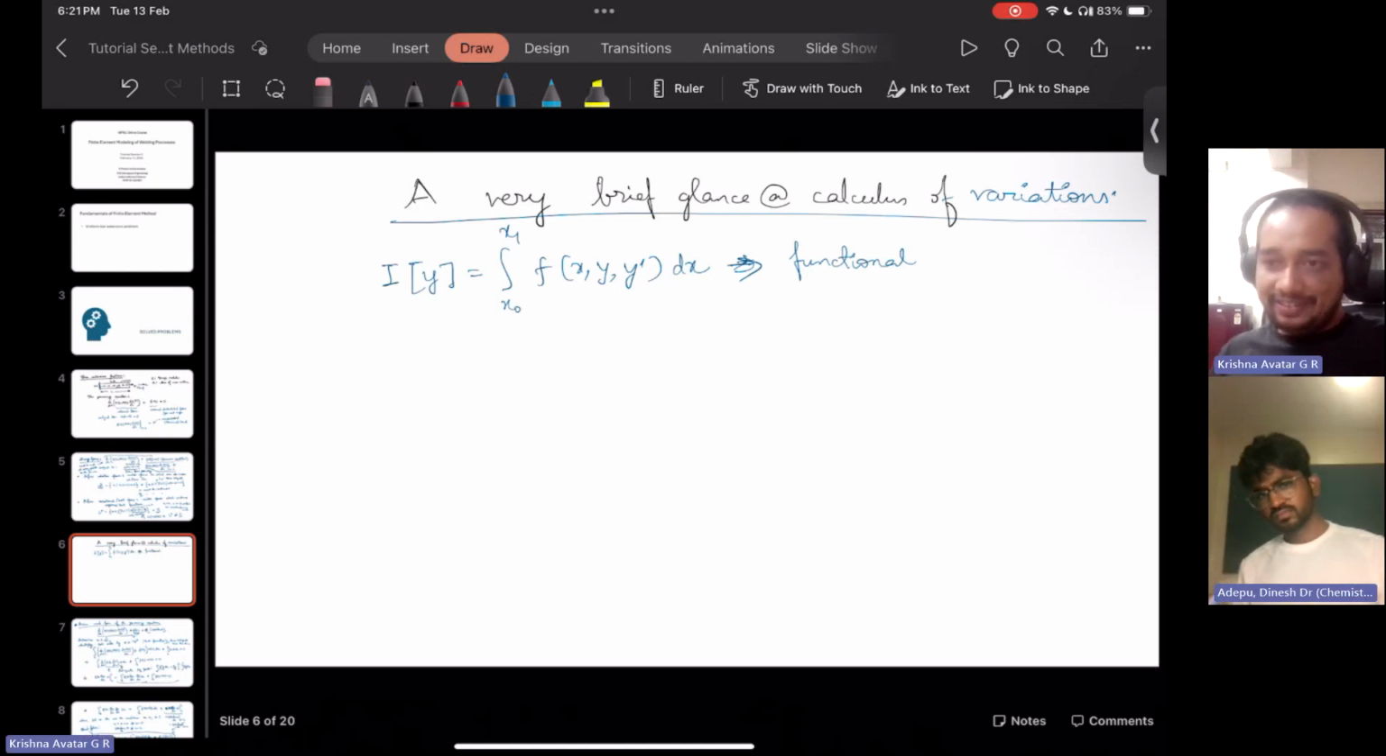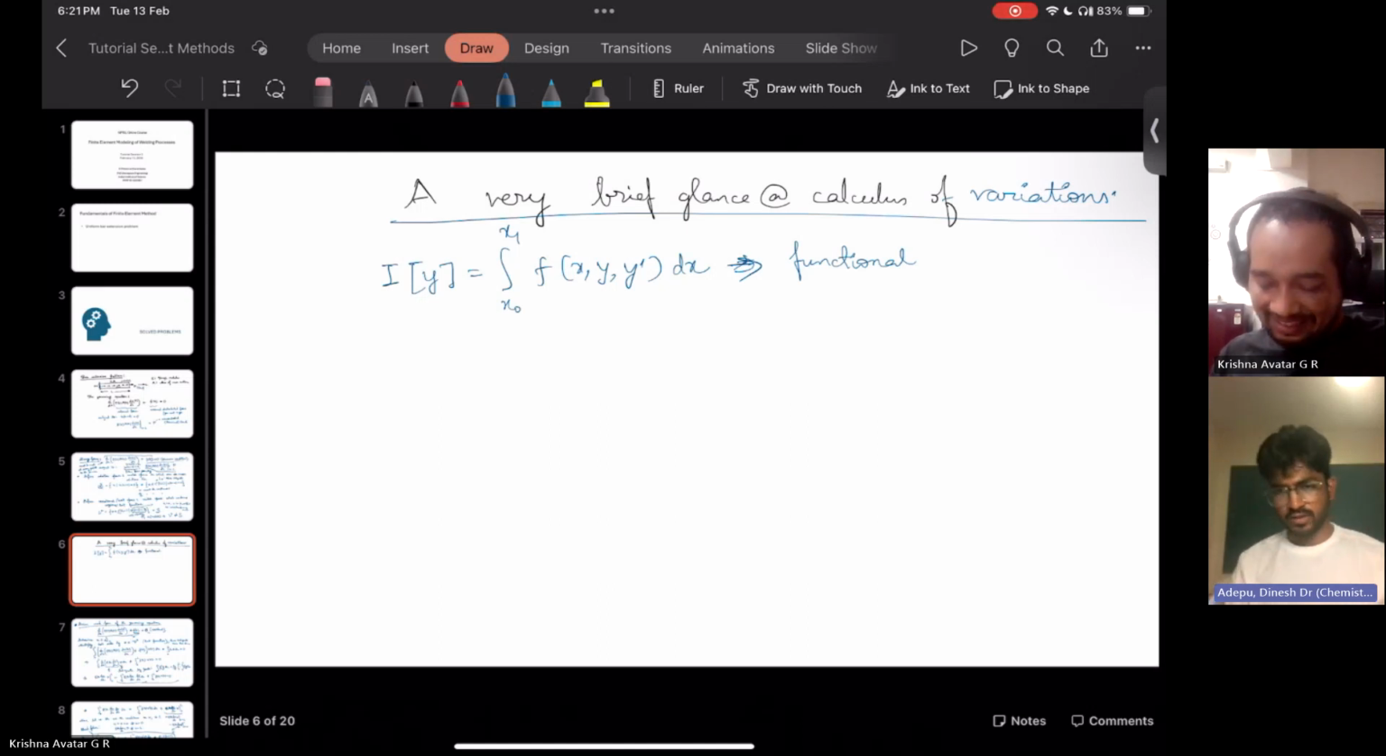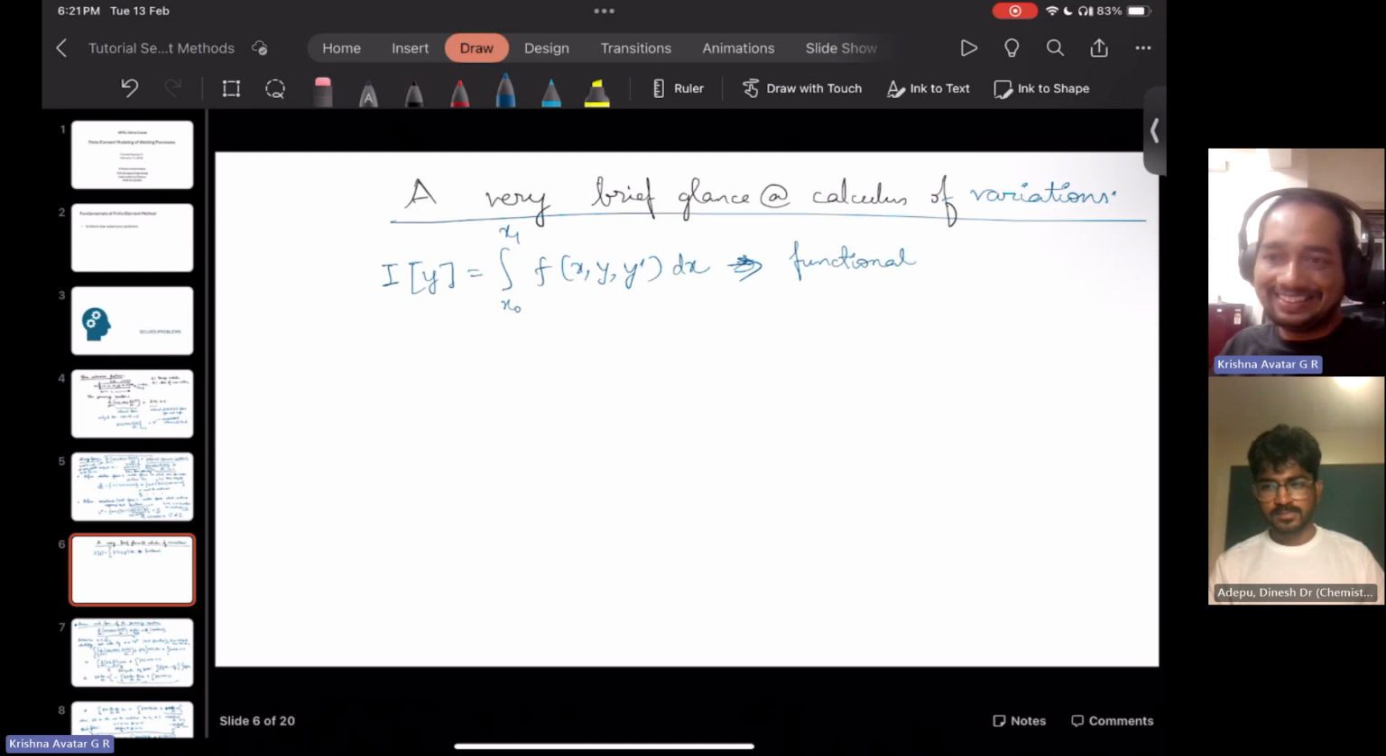Now you'll ask, why is it called a functional? Because it is a function of y. It takes functions and gives us a value, a scalar value. People always say a functional is a function of a function. That's true, and it gives a scalar value, which is also important to mention. That's the best explanation of a functional.